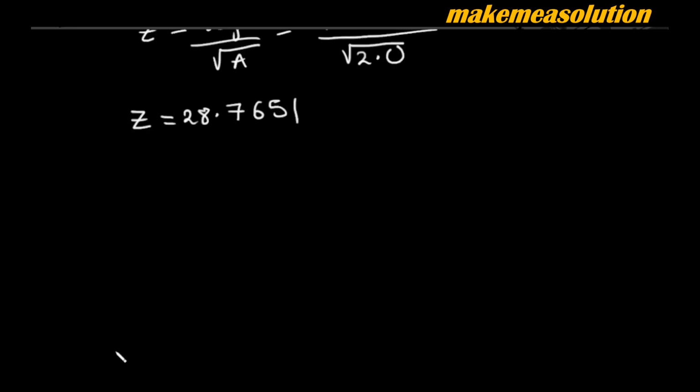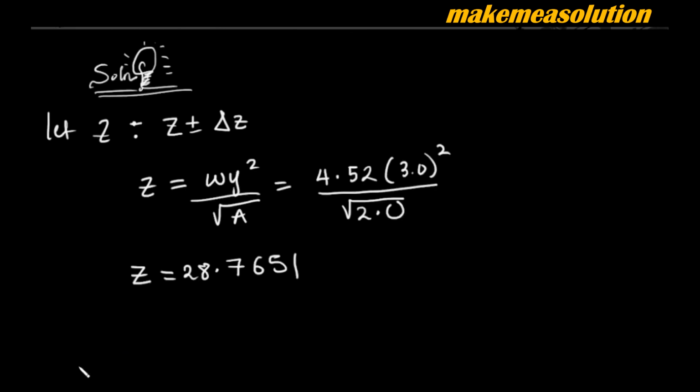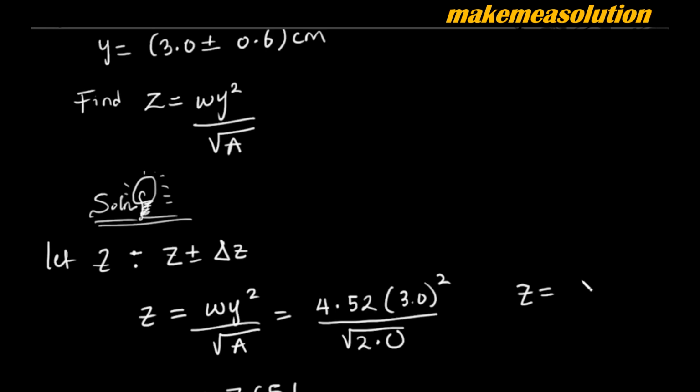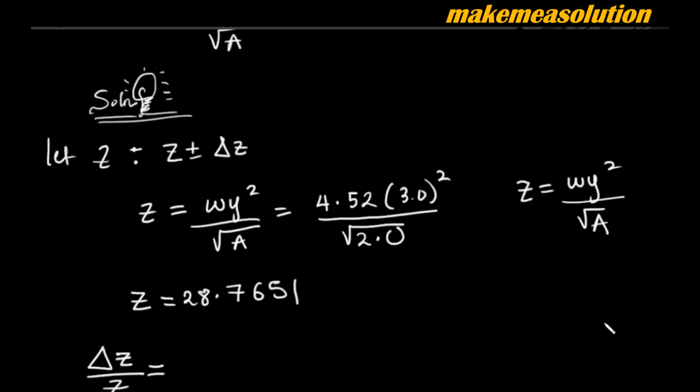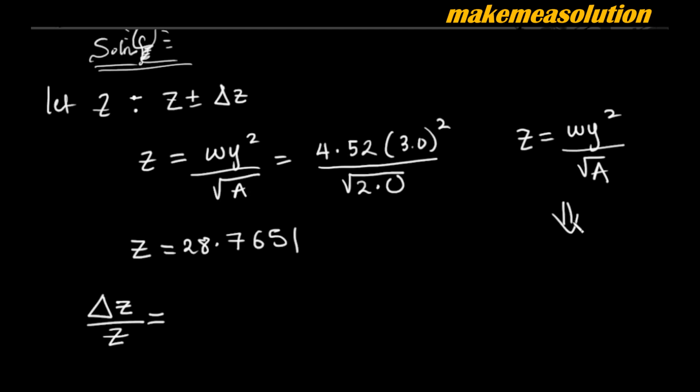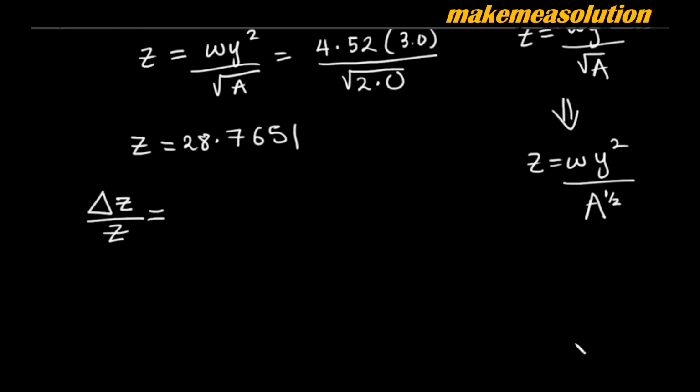Now this is the measured value we'll get when we determine z. Now let's try to find the absolute error in z. To find the absolute error in z, first of all, start with the relative error in z. Remember that z is already defined to us according to this formula, wy squared over square root of a. If I translate this, it's still the same thing as z is wy squared over a raised to the power of half. Is that okay? So now let's determine how the relative error in z will look like.